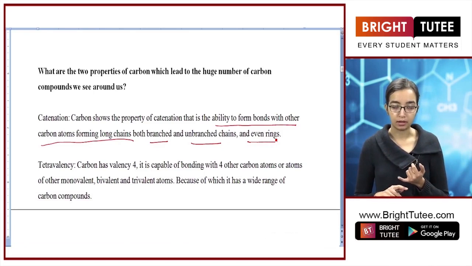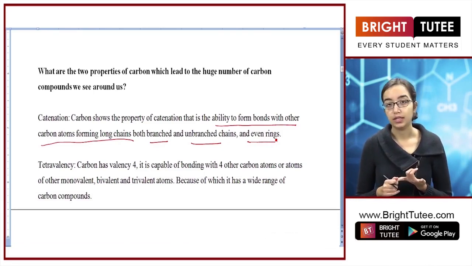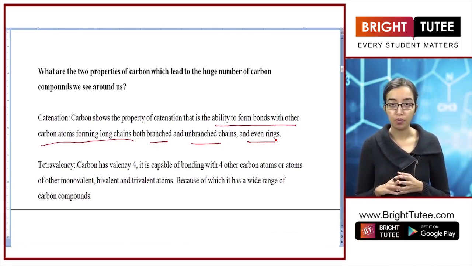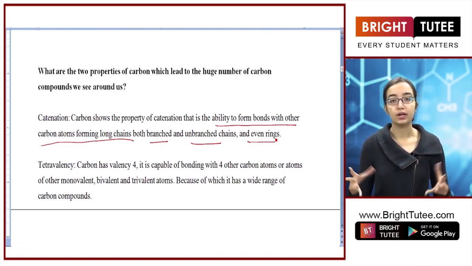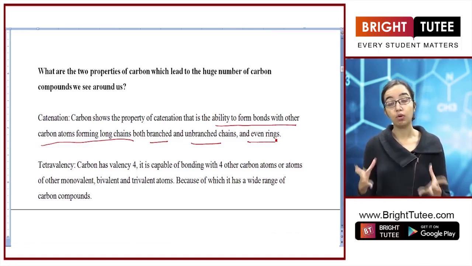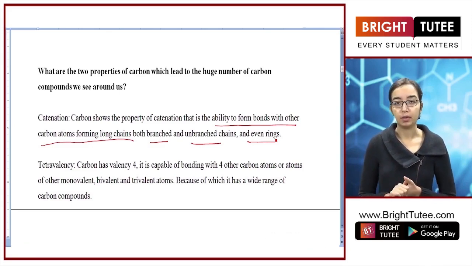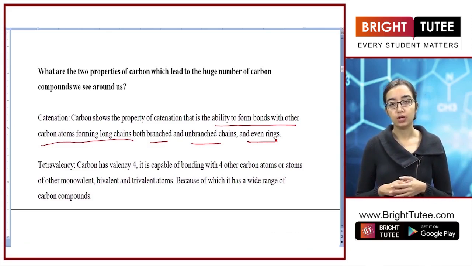This is the first factor. The second factor is tetravalency. Because it has a valency of 4, it can bond with a monovalent, a divalent, or a trivalent atom in single bond, double bond, or triple bond, and that gives rise to even more possibilities of carbon compounds. So because of these 2 features, carbon has a lot of compounds all around us.